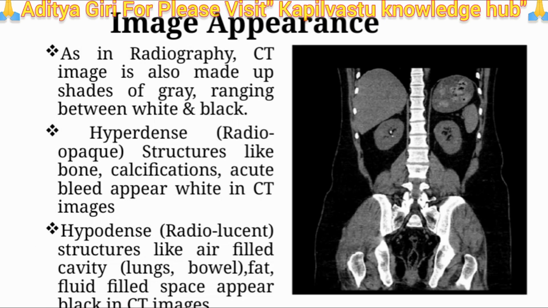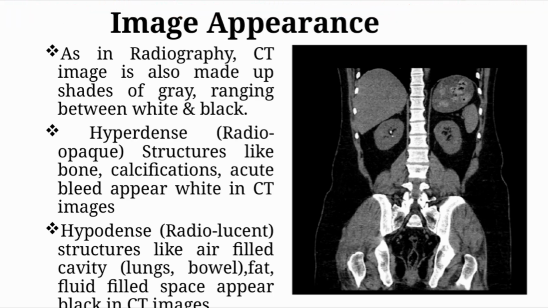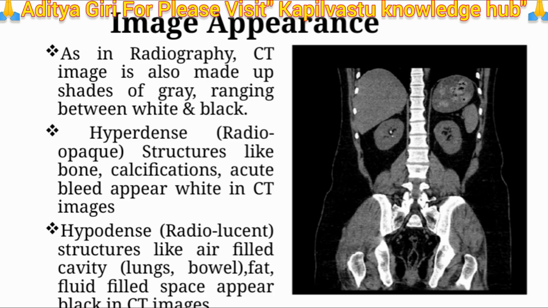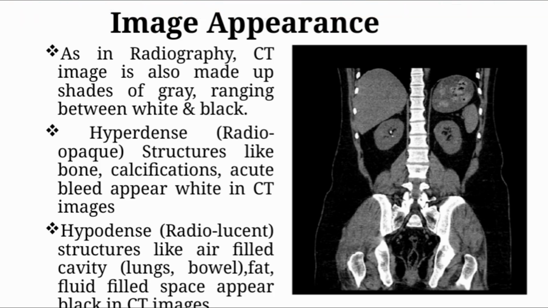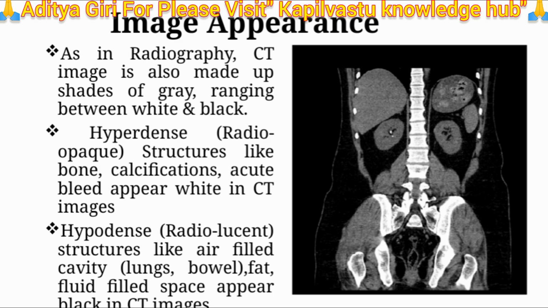Just like in radiography, a CT image is also made up of shades of gray, ranging from white to black. This grayscale helps us differentiate various structures within the body. Hyperdense, or radiopaque, structures such as bones, calcifications, and acute bleeding appear white on the CT images because they strongly absorb the X-rays. On the other hand, hypodense, or radiolucent, structures like air-filled cavities in the lungs or bowel, fat, and fluid-filled spaces tend to appear black because they absorb fewer X-rays.